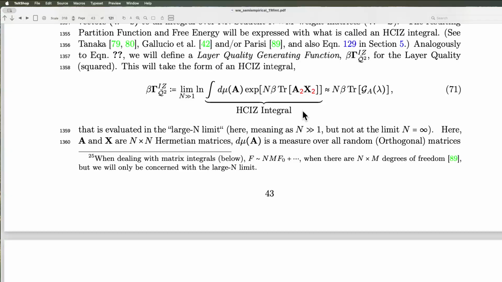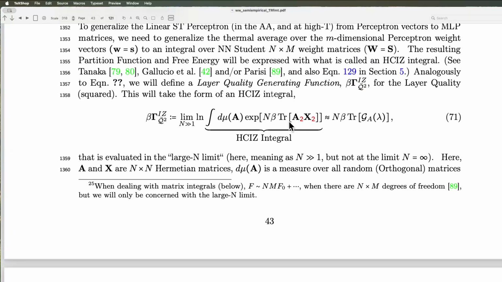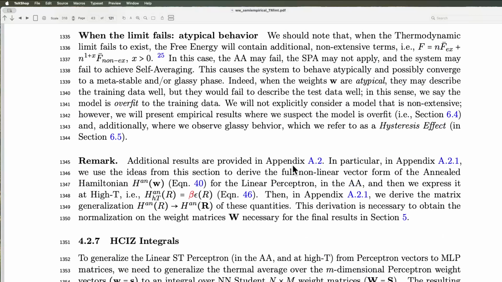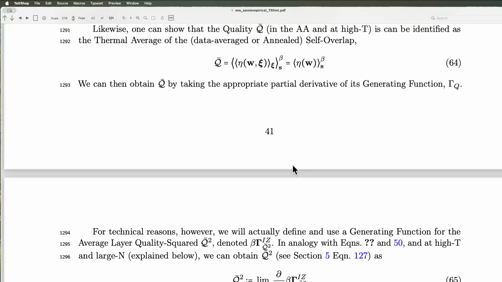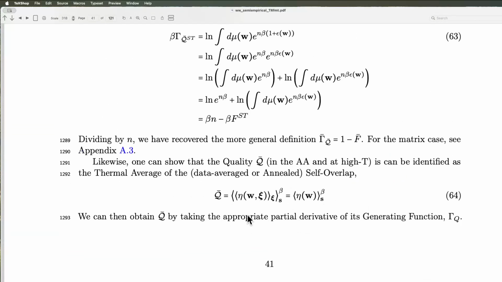So you can see the setup of the problem, which then eventually will be used. We won't even use this stuff yet. The next few sections are basically to get us to this: how do we derive equation 64? The rest of section 4 is how you derive equation 64 for the simple case of a student-teacher, which is just a perceptron model, or a vector model of a neural network.